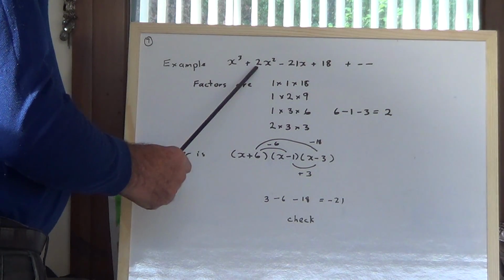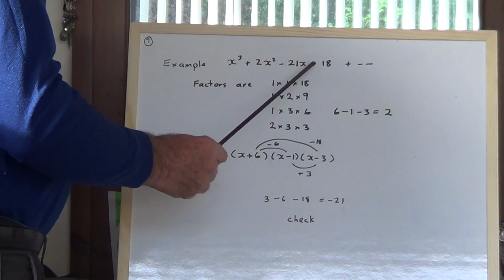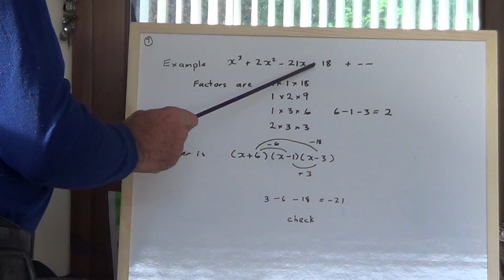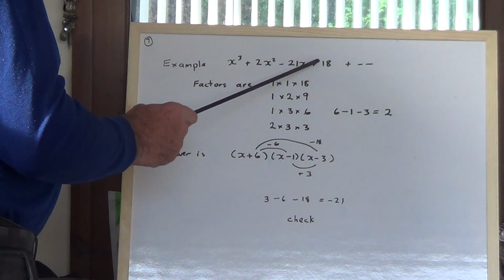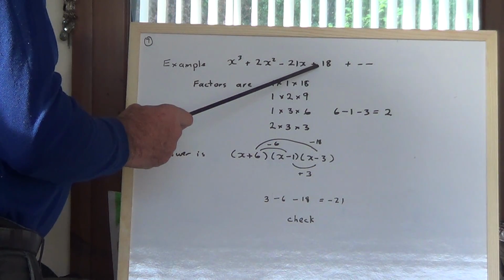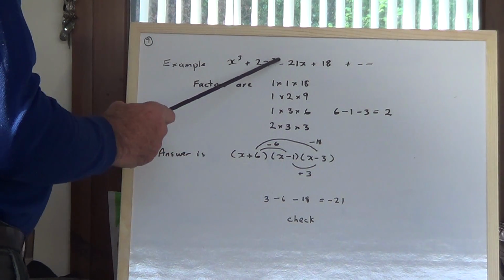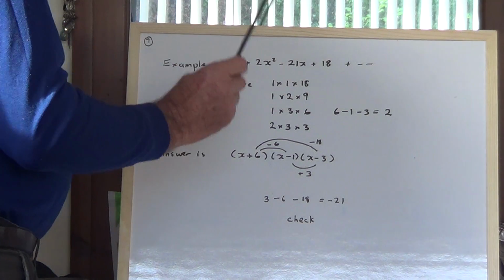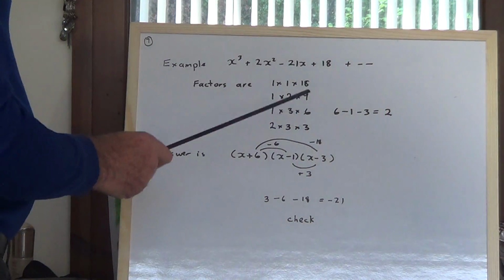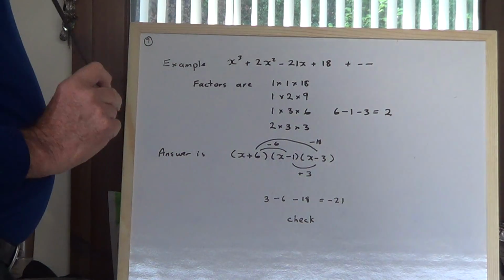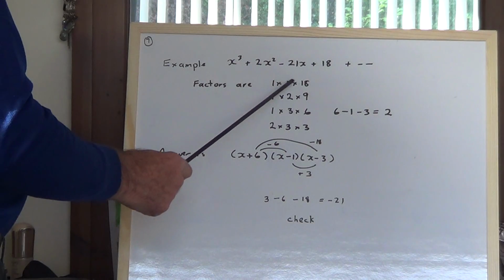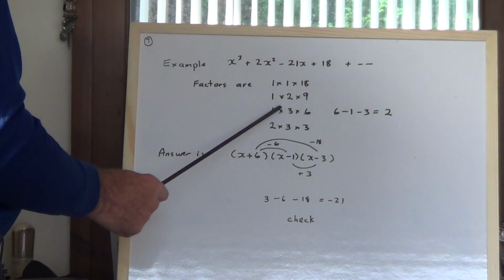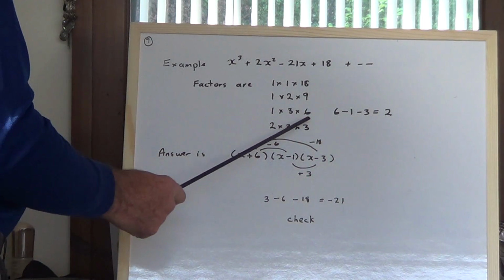X cubed plus 2x squared minus 21x plus 18. So we look and see if these are all positive. They're not. So that means there are 2 negatives. Then just look at the factors of 18. We don't worry about the negatives, right? 1, 1, 18. 1, 2, 9. 1, 3, 6. 2, 3, 3.